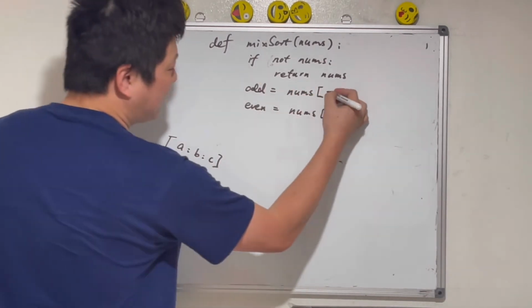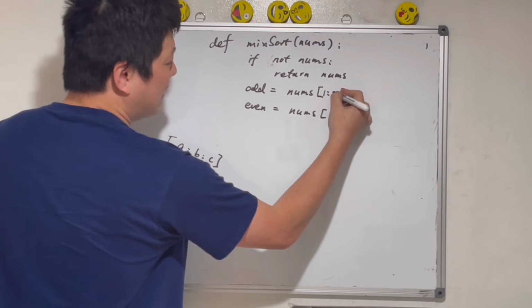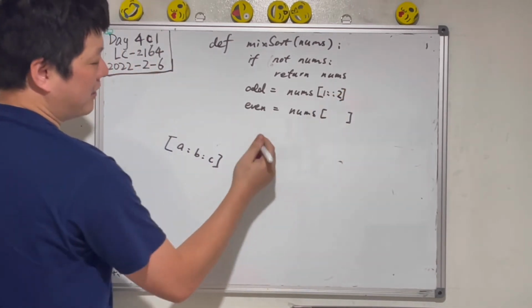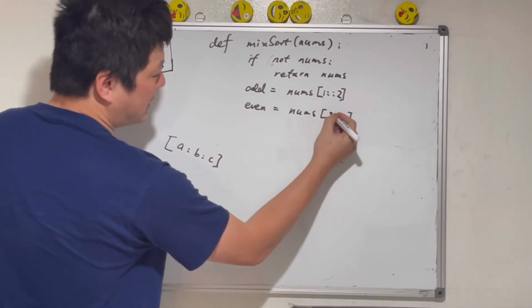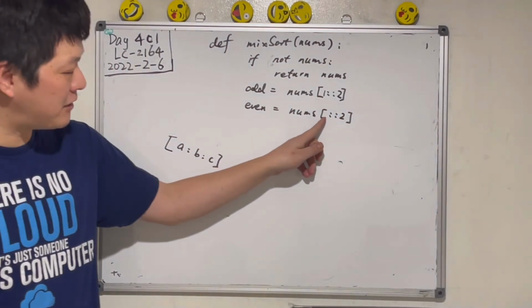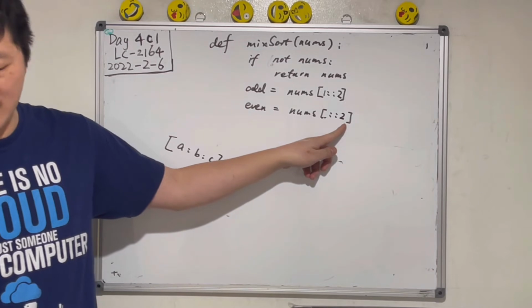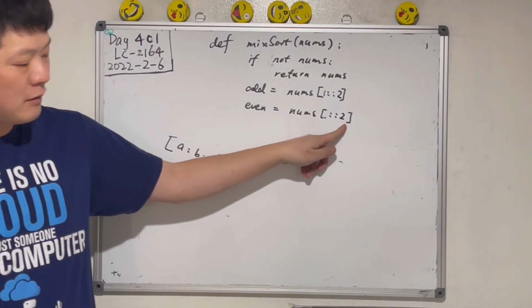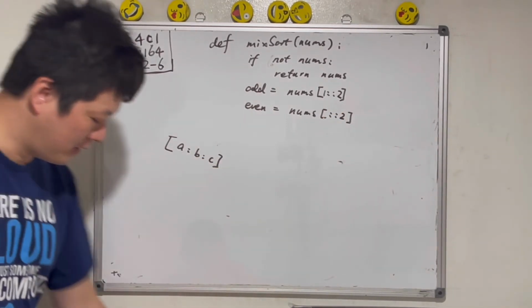So odd index starts with the second one, so 1 until the end, and every other element. Even index starts with 0, until the end, every other element. That's why we put a step 2 here.